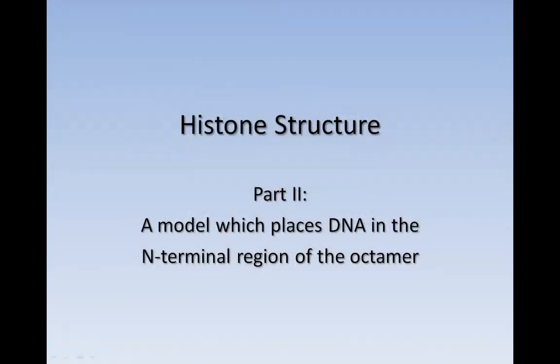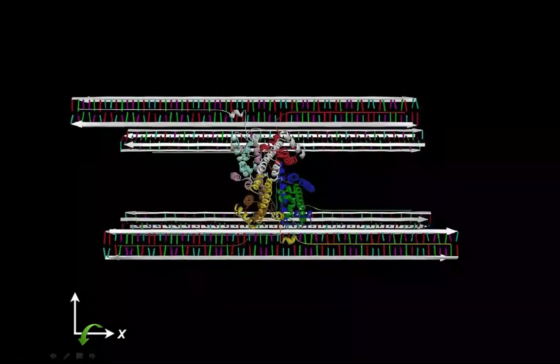The question we are going to raise next is whether we can reasonably expect to see the structure shown in this slide if another structure, one which is thermodynamically more favorable, exists and can readily form. The next part of this series is entitled Histone Structure Part 2, a model which places DNA in the N-terminal region of the octamer. In it, I'll show you a new model in which there are more than 100 salt bridges between protein and DNA, each salt bridge being of perfect design and length.